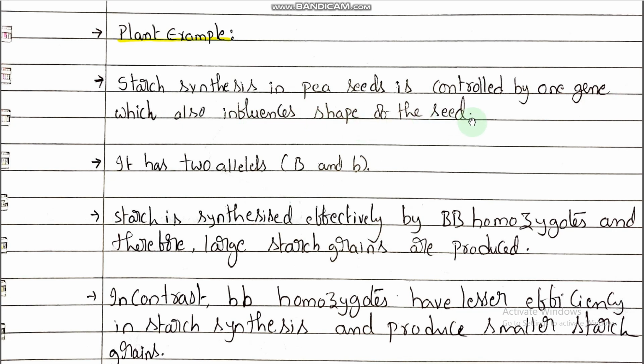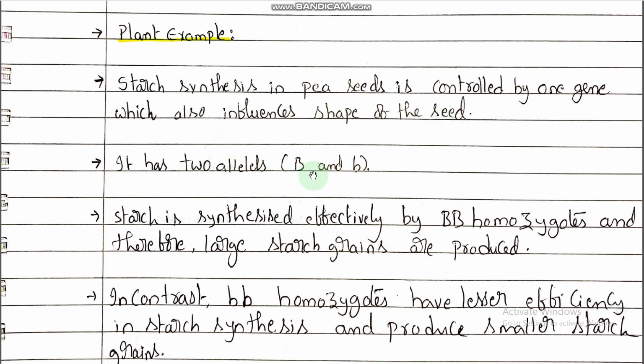You got it or not? So what is the major controlling role of the gene? The major role of the gene is starch synthesis in the pea plant. What is the other role of the gene? The shape of the seed. This same gene is responsible for the shape of the seed also. So one gene controls two characters: production of starch, carbohydrate production, and shape of the seed. This is the example for pleiotropy, right?